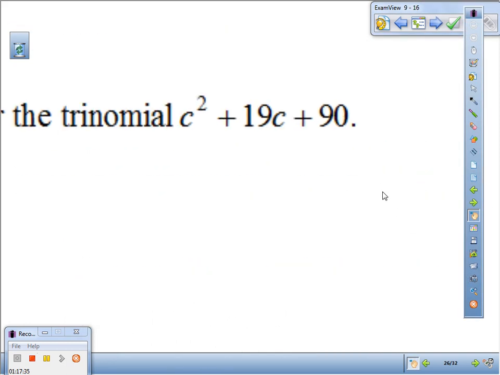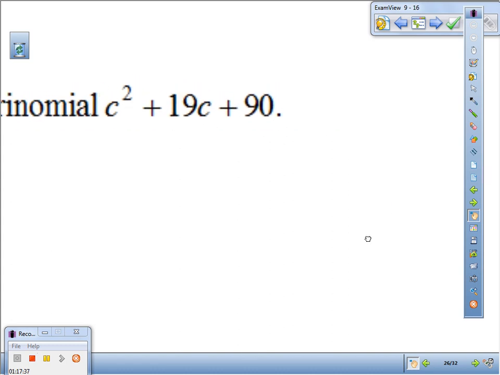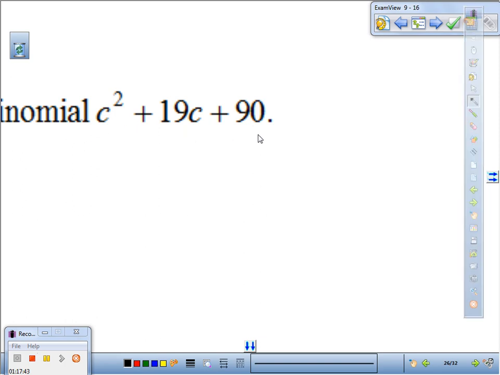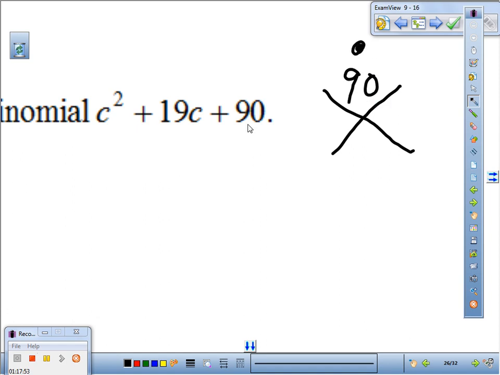Back to the trinomial. Here we go. C squared plus 19c plus 90. First thing you need to check: what number divides each term other than 1? None. Therefore, Power Rangers. Last term goes on top, 90. That's our product. Middle term goes on the bottom. That's our sum. What factors of 90 add up to 19?